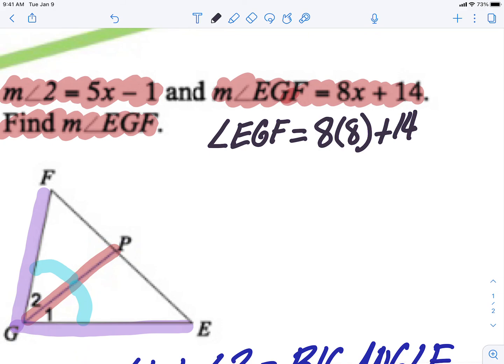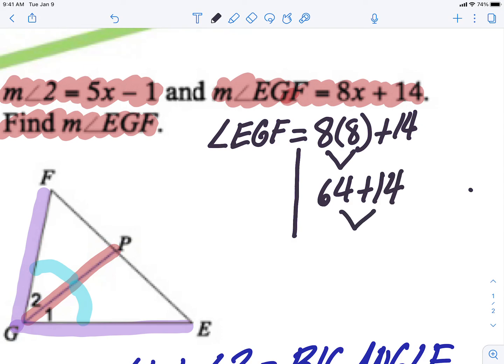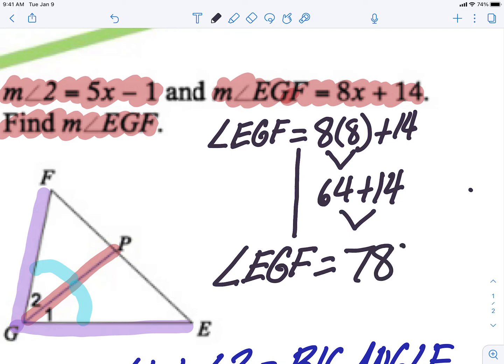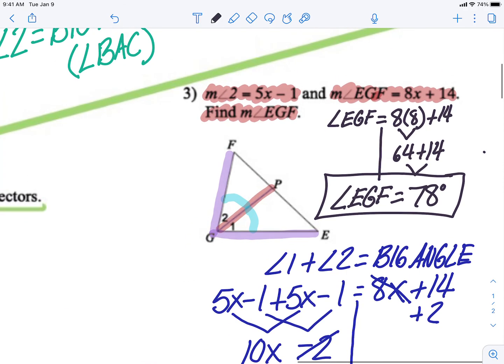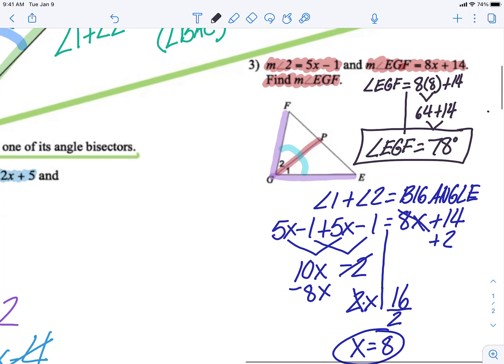Well, let's use our calculator. You can use your calculator, of course. 8 times 8 is 64. Draw a line of separation and bring down our 14. These two give me angle EGF is equal to 78 degrees. And that, kiddos, is our final solution right there. That's number 3. A few extra steps, but we followed what we needed to follow.